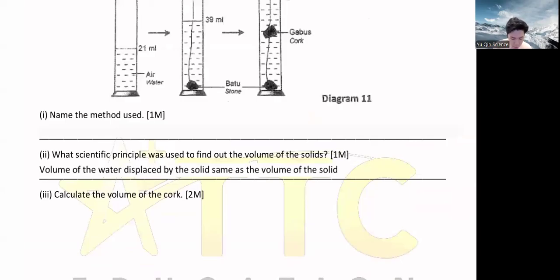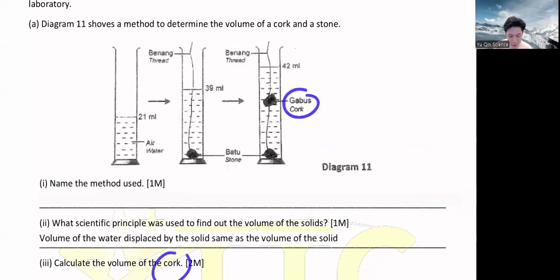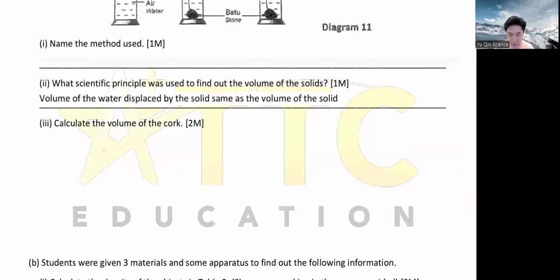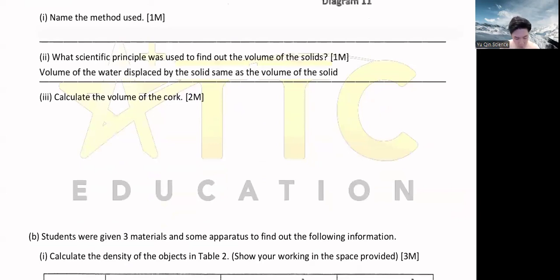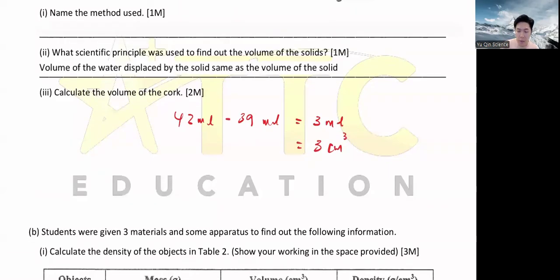What is the volume of the cork? So the cork is this. Before the cork is this. So 42 minus 39, so easy. 42 ml minus 39 ml equals 3 ml, which is equivalent to 3 cm cube also. Because usually for volume we use cm cube, so we change. Directly change ml equals to cm cube.